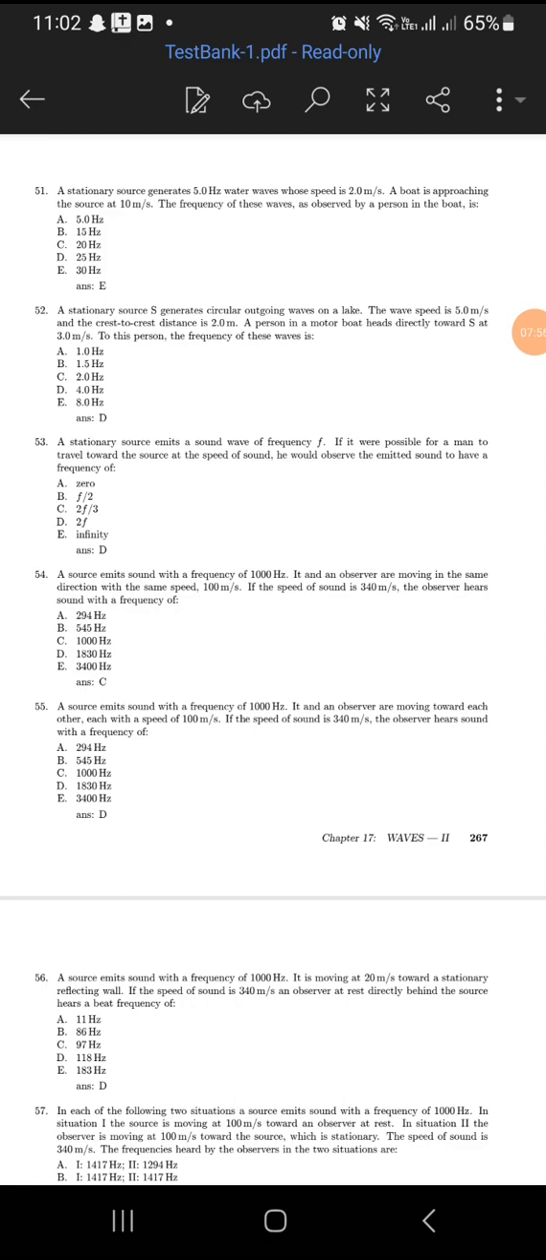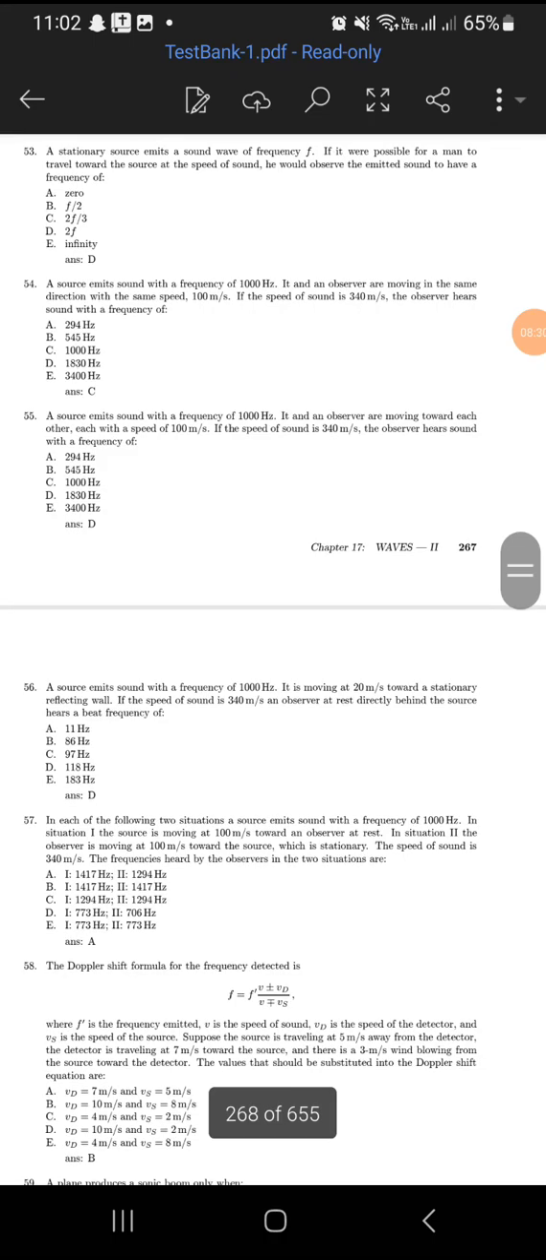So a stationary source S generates a circular outgoing wave on a lake. The wave speed is 5.0 meters per second and the crest to crest distance is 2.0 meters. A person in a motorboat heads directly towards S at 3.0 meters per second. So to this person, the frequency of those waves is D, which is 4. 2 times 2 is 4.